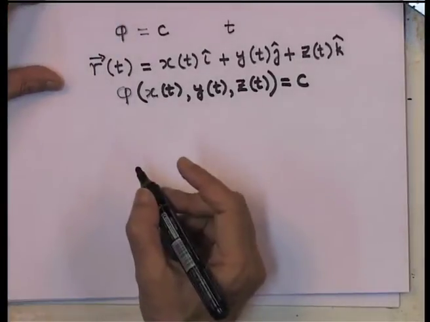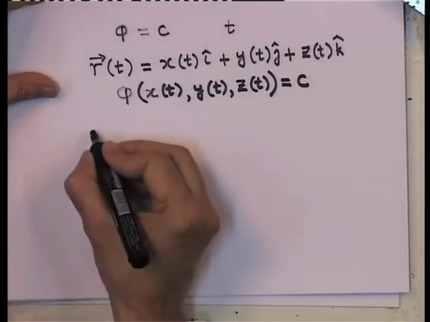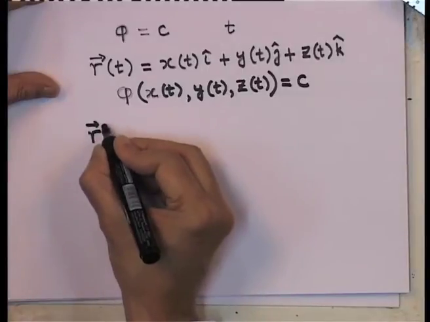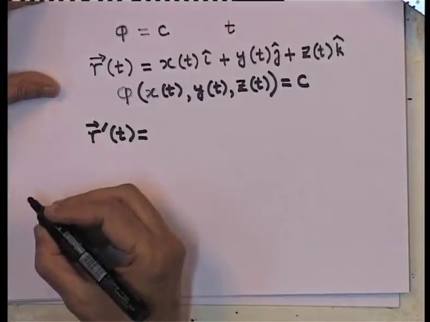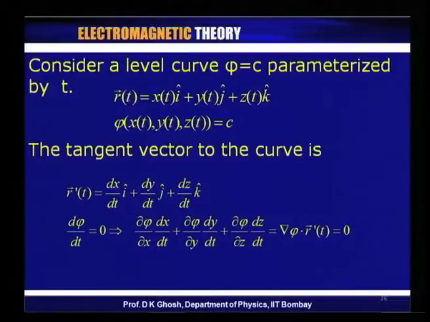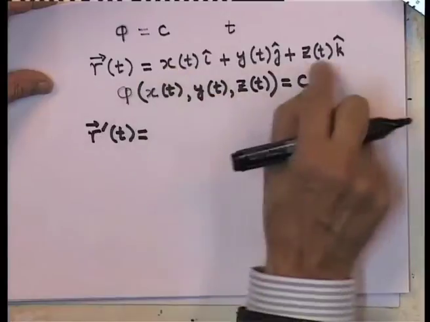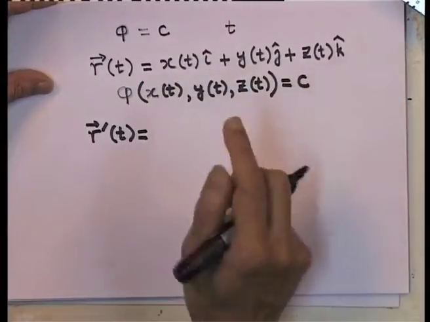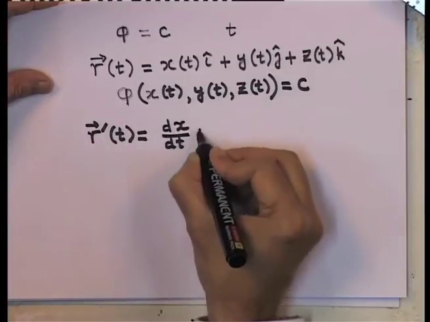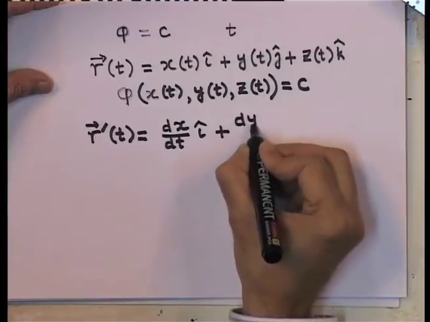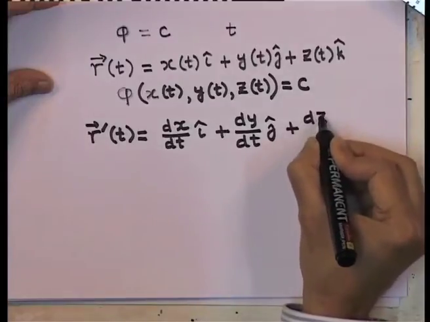Now, let us write down the tangent vector to the curve. Let us write down the tangent, which is written as, let us say, r prime of t. Because it is parameterized by t, the tangent is nothing but the derivative of this quantity with respect to t. So, this is dx by dt i plus dy by dt j plus dz by dt k.